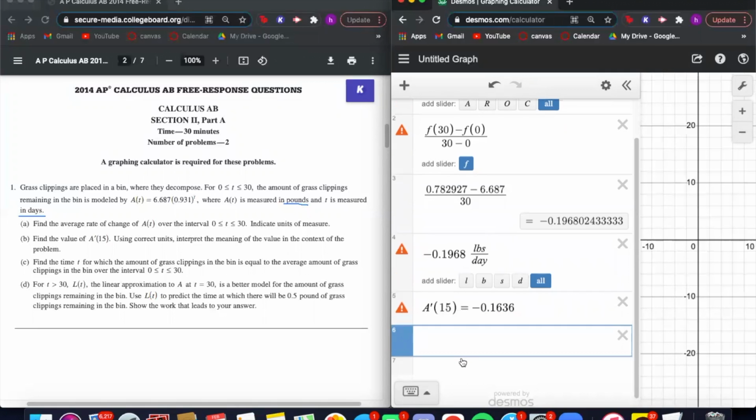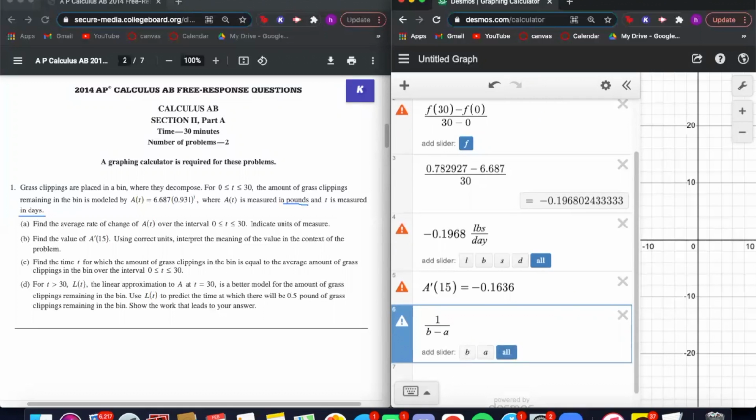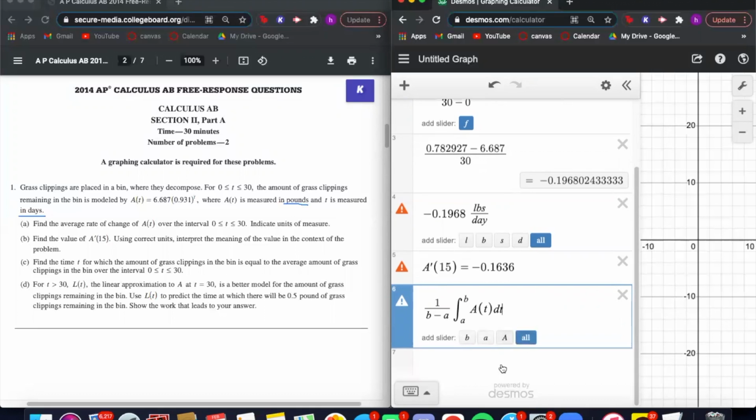Moving on to letter C, it says find the time t for which the amount of grass clippings in the bin is equal to the average amount of grass clippings in the bin over the interval 0 ≤ t ≤ 30. What we need to find is the average amount of grass clippings in the bin over that interval. There's also a formula for finding the average amount: 1 over b minus a times the definite integral, where a is the bottom bound and b is the top bound, of A(t) dt. So this is the formula.